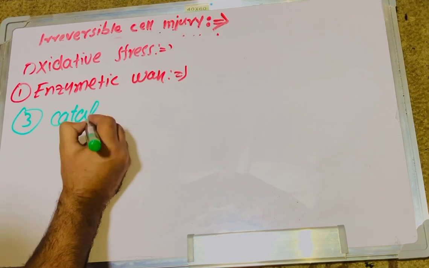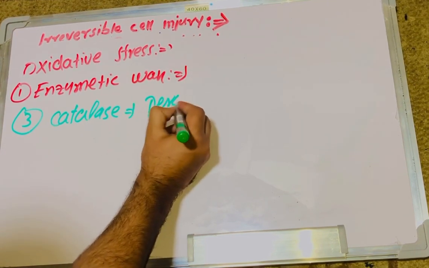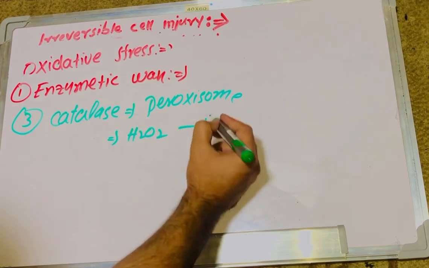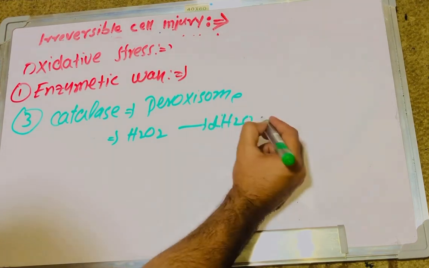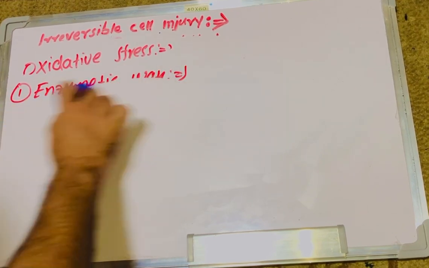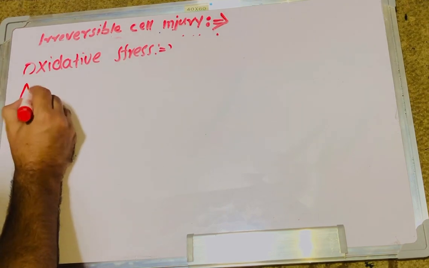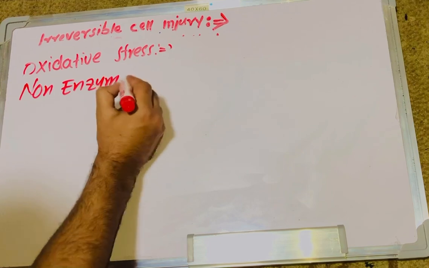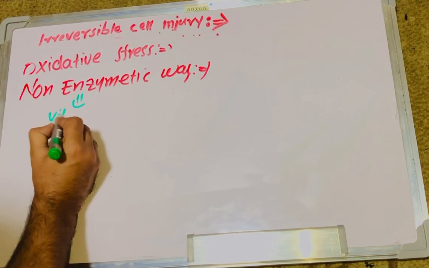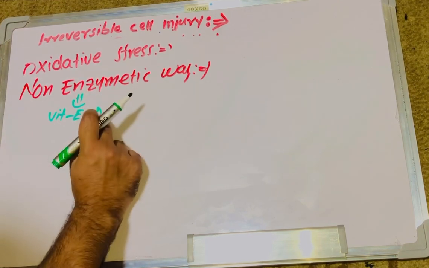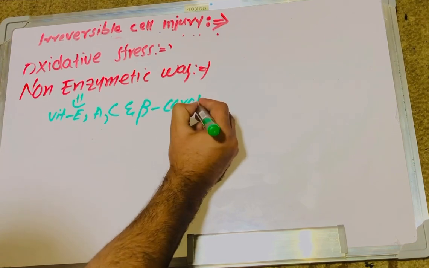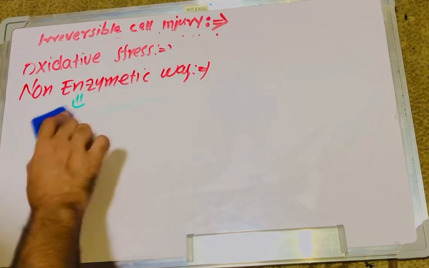And number 3, we all know about it, catalase, present in the peroxisome. Its function is to convert hydrogen peroxide into water and oxygen. It means that it inactivates hydrogen peroxide. What is the non-enzymatic way? In this, vitamin E, vitamin A, vitamin C, and beta carotene directly inactivate the free radical inside the cell.